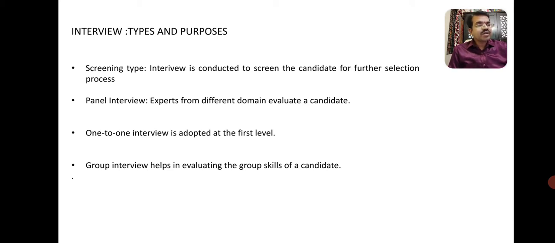And then you have something called the group interview. Why do we need the group interview? Group interviews can happen here for evaluating the group skills of a candidate. So, what are the group skills of a candidate? Whether the candidate is a team player or not. Why? Because a candidate who has extraordinary IQ may sometimes lack his social or economic or emotional quotient.